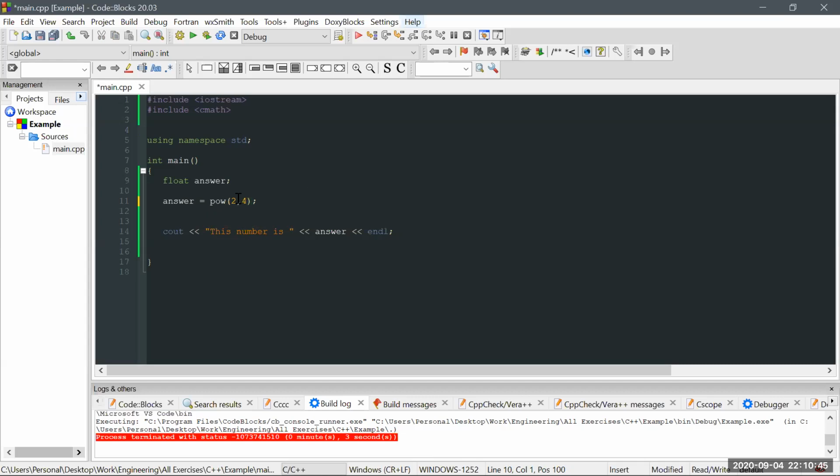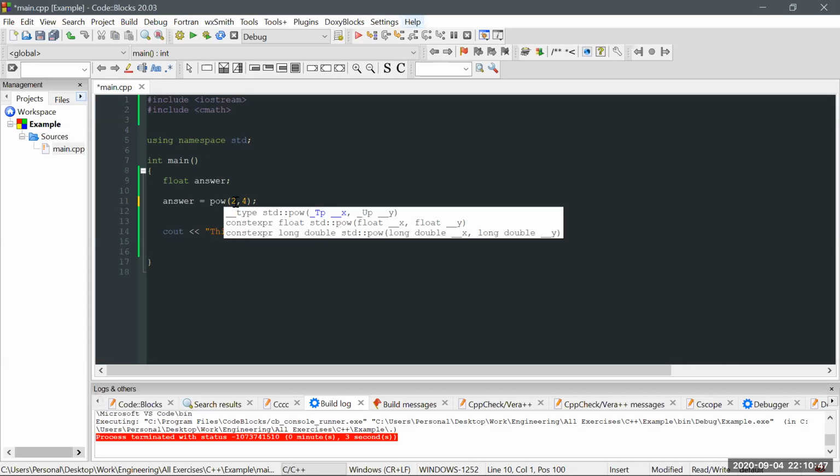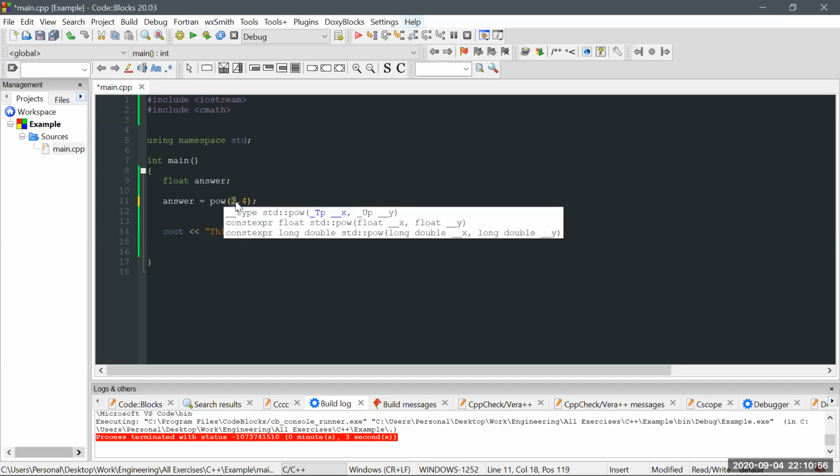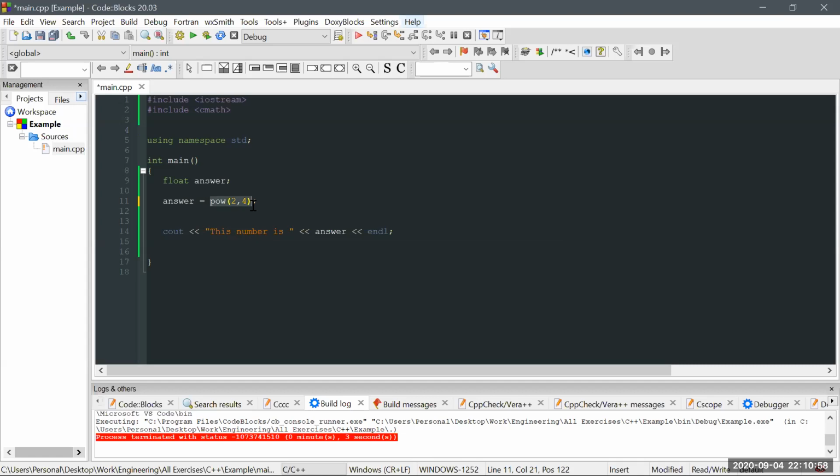And the data type of the result will be based on the data type of the argument, which, in this case, since this is 2, which is an integer, the result should also be an integer.